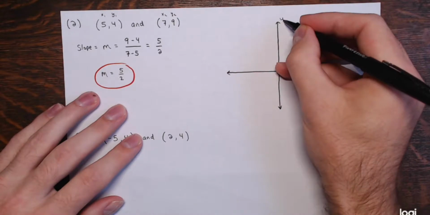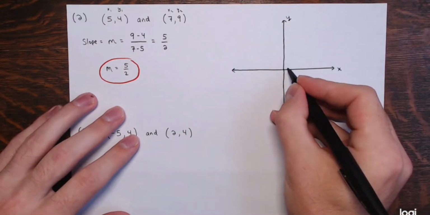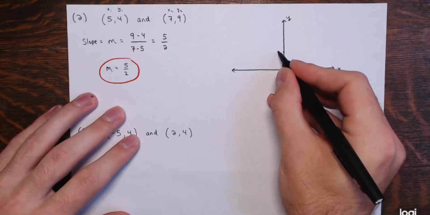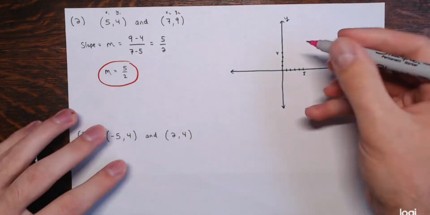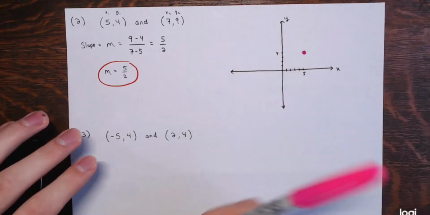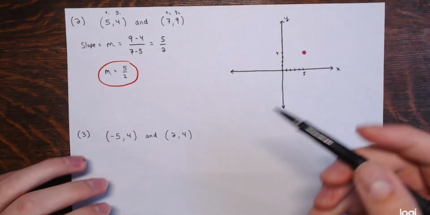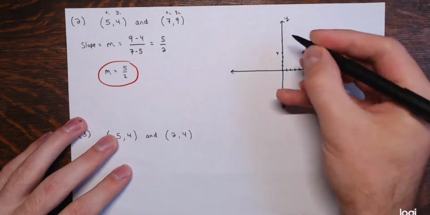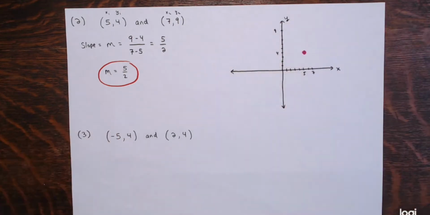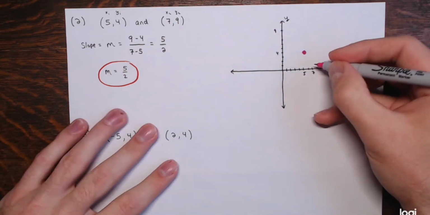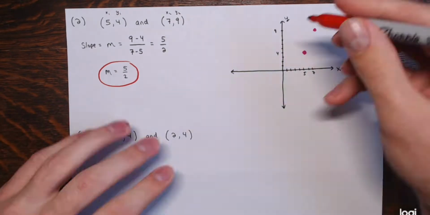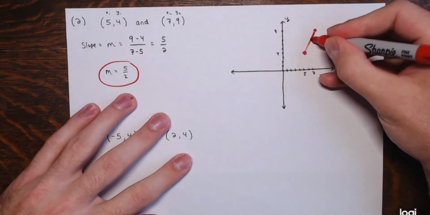All right, so here's the XY plane. Got 5, 4. There's that point. And 7, 9. And here's this point. And the line going through them, and the line containing these is this line here.